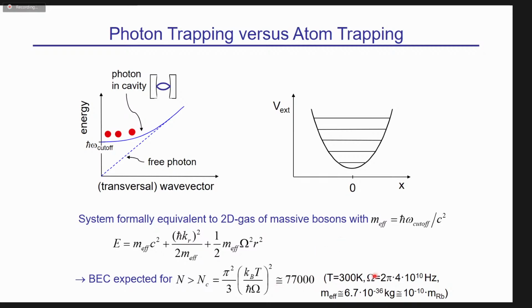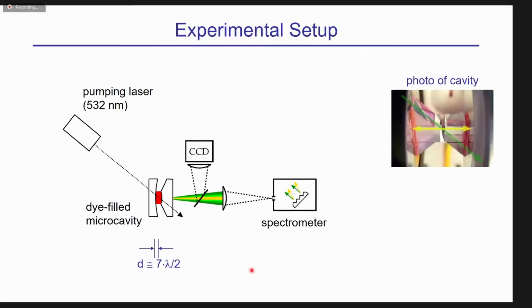The reason for that is that our effective mass is relatively small. It's associated with the photon energy, and it is some ten orders of magnitude smaller than atomic masses. And because the effective mass is small, the vibrational frequency is high, and you can make this ratio kBT over h bar omega a reasonable number at room temperature. Okay, so this is our experimental setup. Here you see the scheme of the microcavity. The spacing is not lambda over 2, but 7 times lambda over 2, but that works as well.